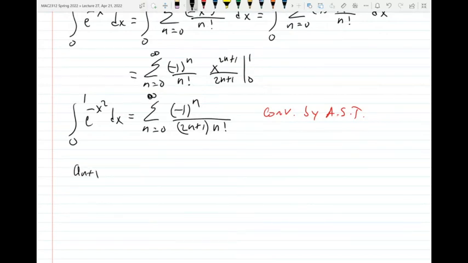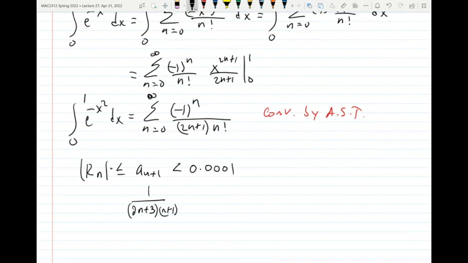So for example, what do we want? The a_{n+1}. So we want R_n, which is less than or equal to a_{n+1}, and we want this to be less than 0.001. So a_{n+1} is going to be the positive version. That's 1 over, if you put n plus 1 here, you're going to get (2n+3) times (n+1) factorial. You want this to be less than 0.001.